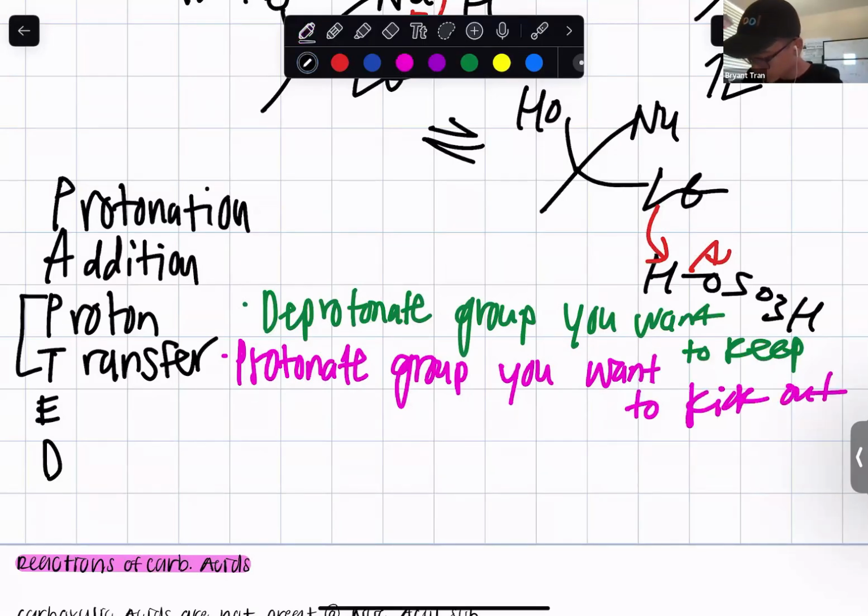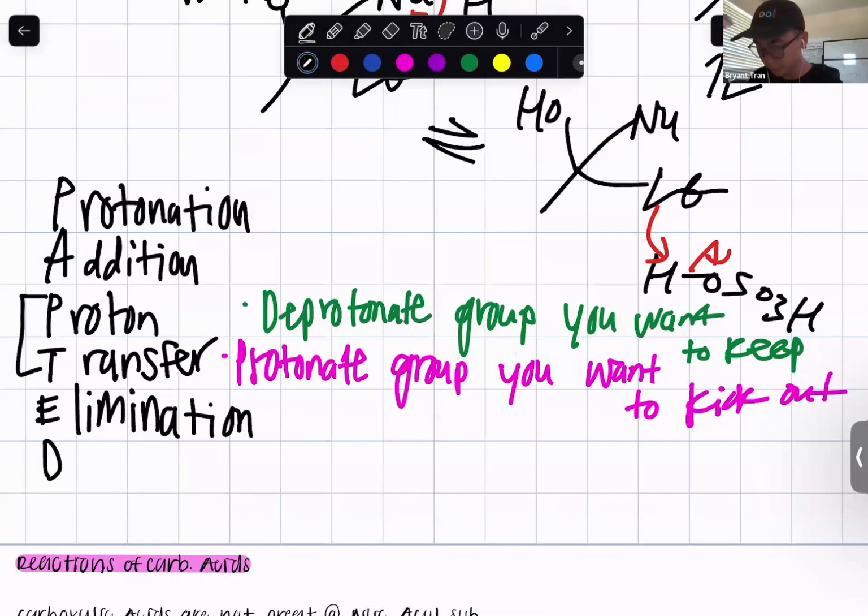Okay, and then once we do that proton transfer step and we get the desired tetrahedral intermediate, we do elimination, where we reform the carbonyl and kick out the good leaving group. And then the very last step is deprotonation. So I'm going to walk you guys through that again.